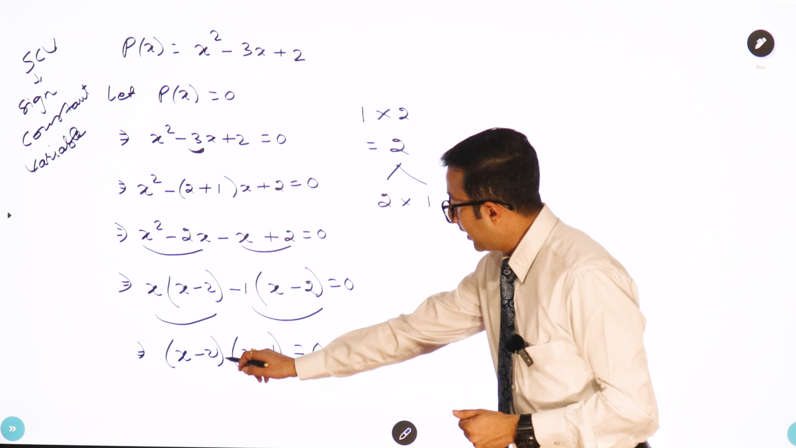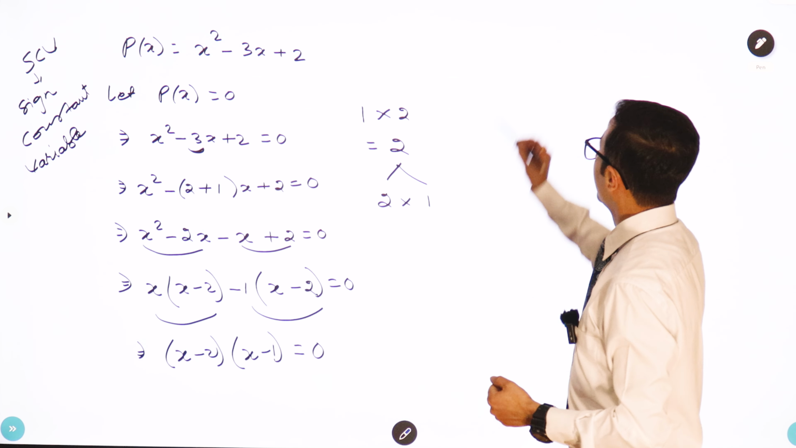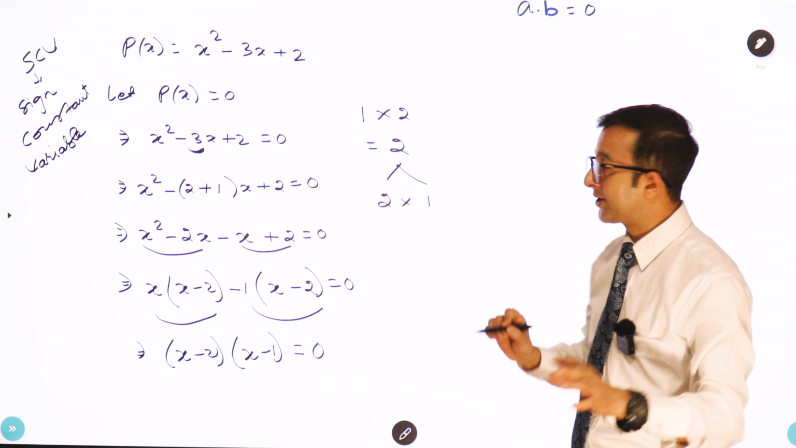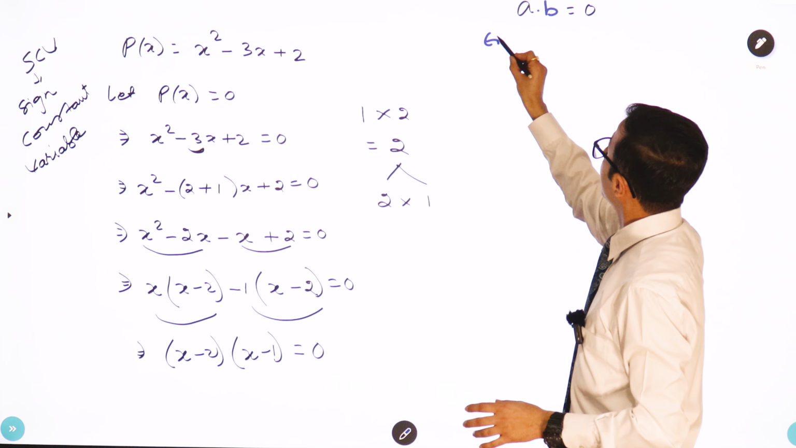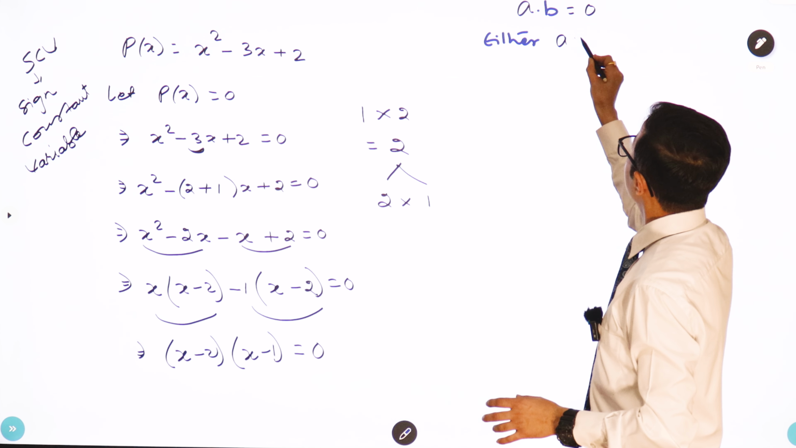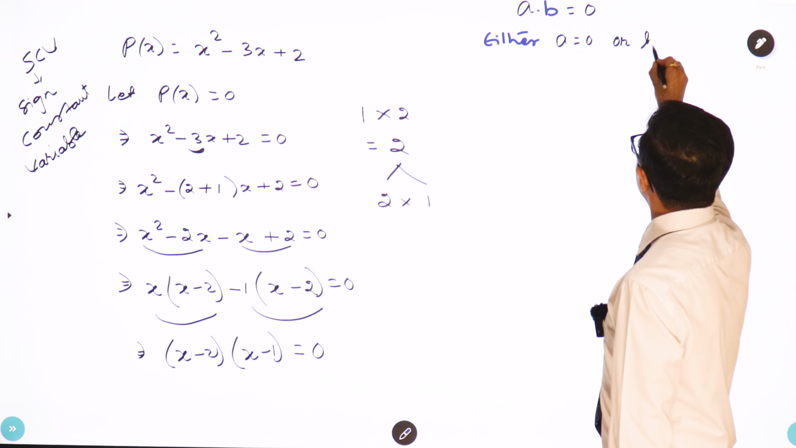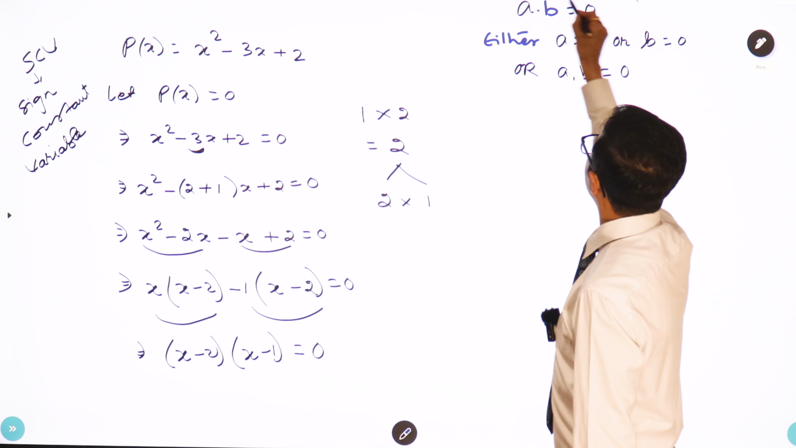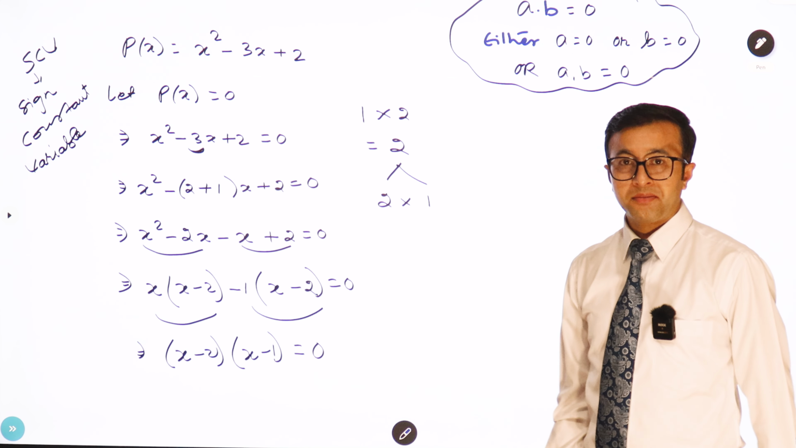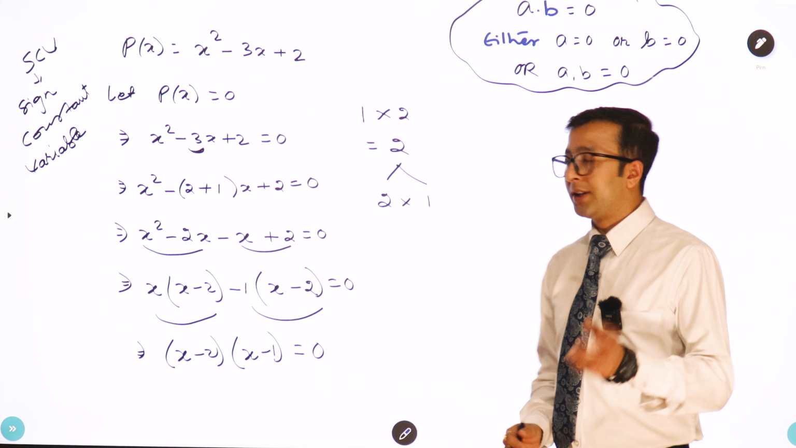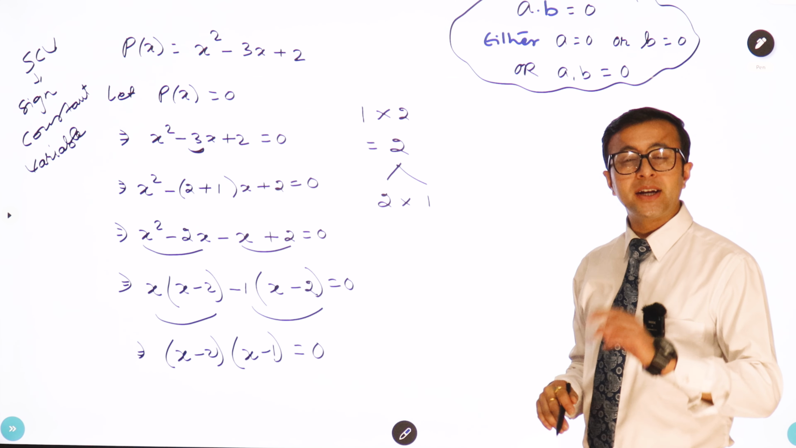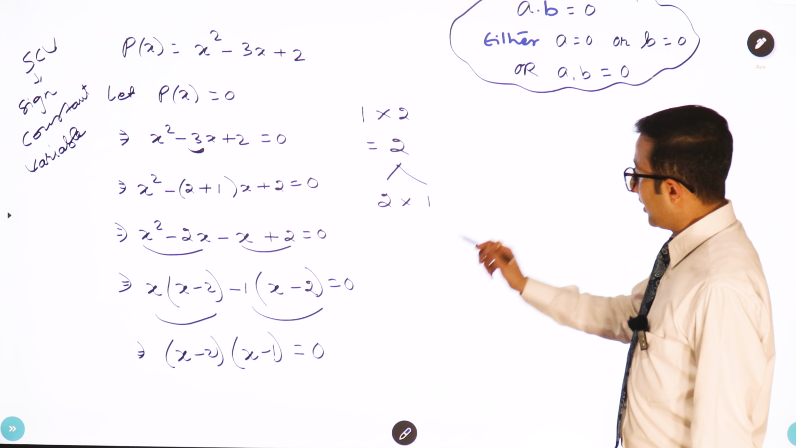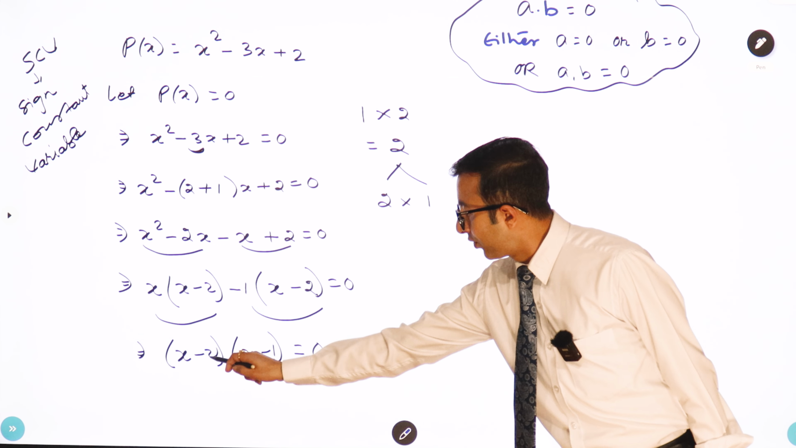So once we reach here, we are supposed to find the roots. Look here, if the product of any two numbers is 0, then the condition is that either a is equal to 0 or b is equal to 0, or a and b both are 0. If the product of any two numbers is 0, then one of the numbers should be 0 or both should be 0. So here also you can see that the product of the two things is 0.